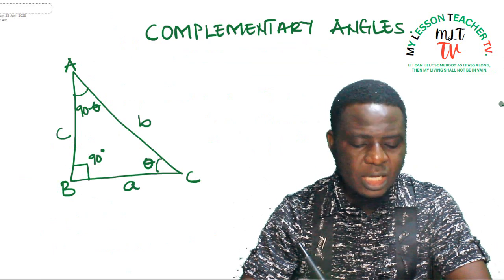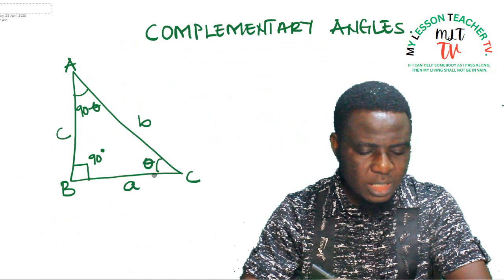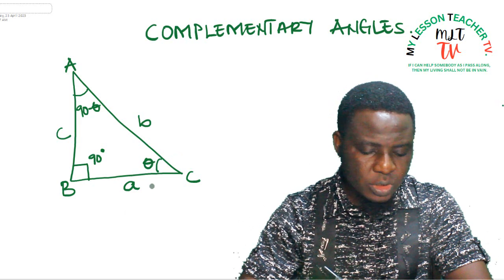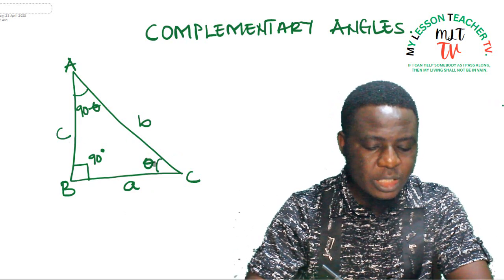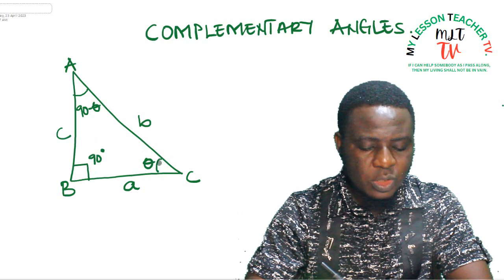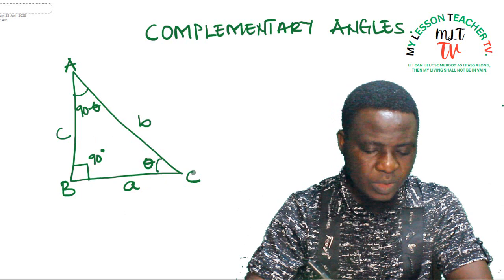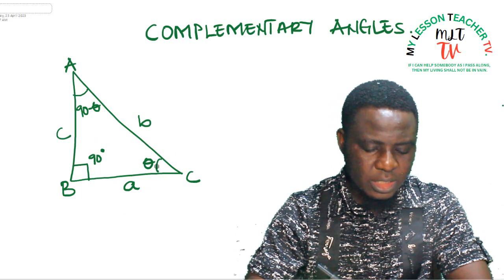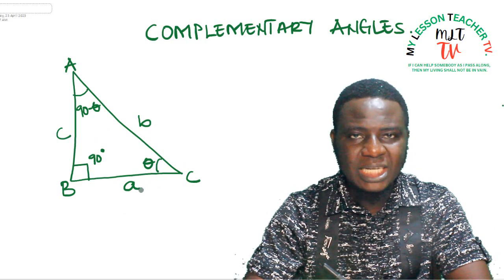We shall consider triangle ABC. In triangle ABC, at the last class, I told you that with respect to angle theta degrees, line AB, which is C, is said to be the opposite side to angle theta, while line AC is said to be the hypotenuse of this triangle ABC, and line BC is said to be the adjacent side.